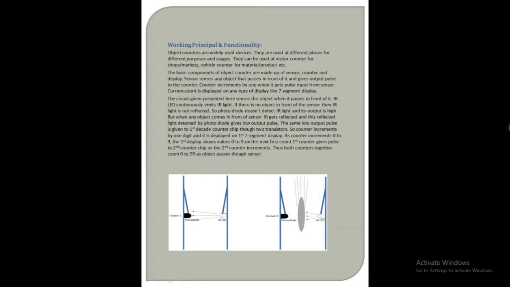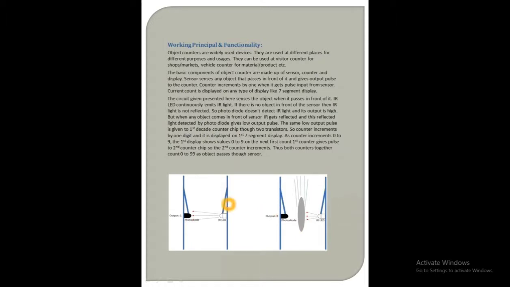So at first let's discuss the places where it can be used. In our daily life it is used as a visitor counter for shops and markets, or a vehicle counter for material and products. The basic components of an object counter are the sensor, counter and display. The circuit here can sense an object passing by at any time. So this is the picture I'm going to use to describe it.